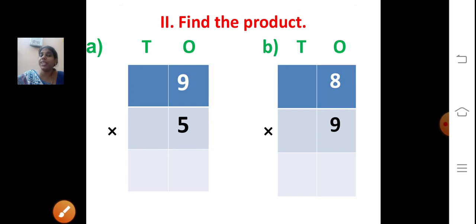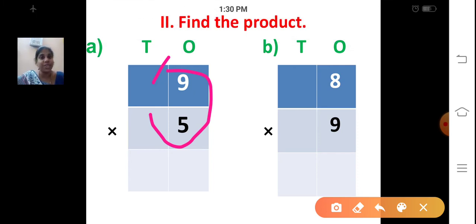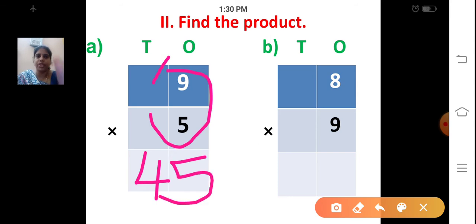Next. So we'll do some sums in multiplication. First sum, 9 into 5. This is very easy, right? Yes, you know the 9 tables or else the 5 tables. 5 nines are, 9 fives are, whichever is easy for you. We are just going to multiply these two. Now tell me, 9 fives are? 45. Write down 4, 5, 45. 9 fives are 45.